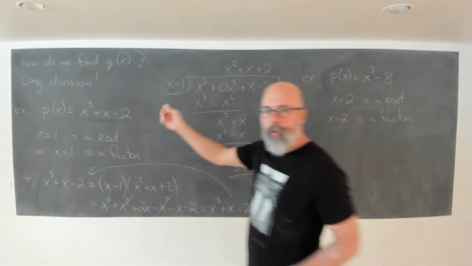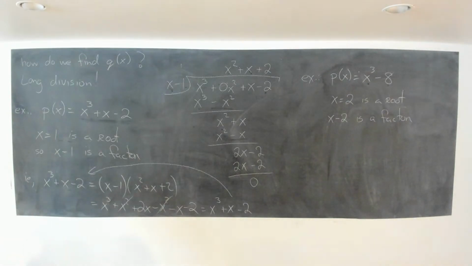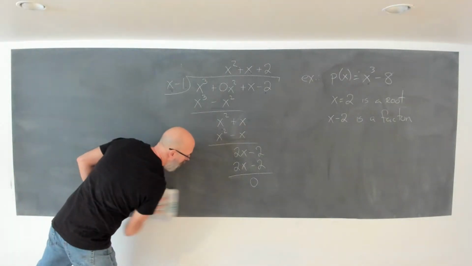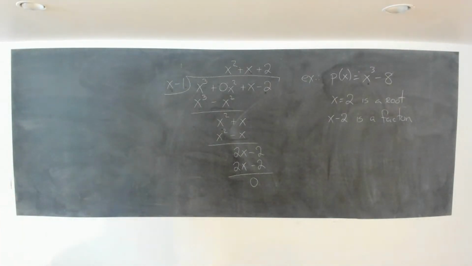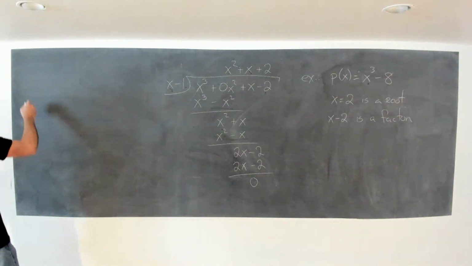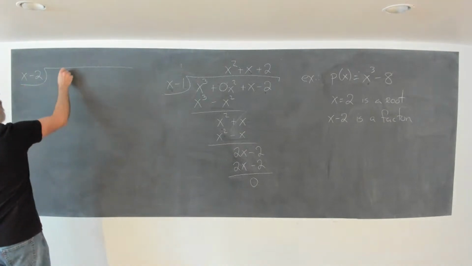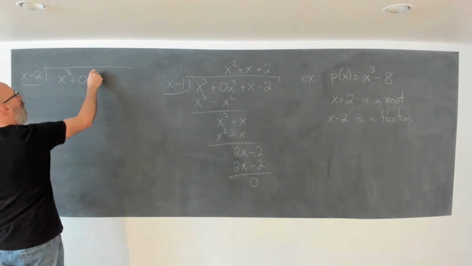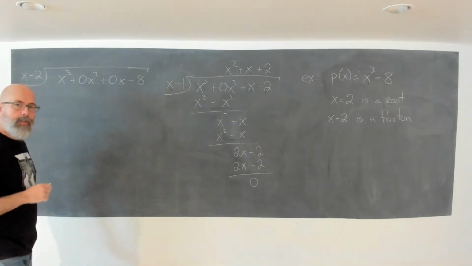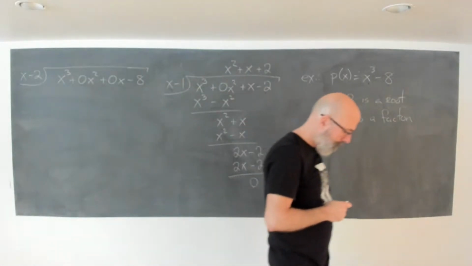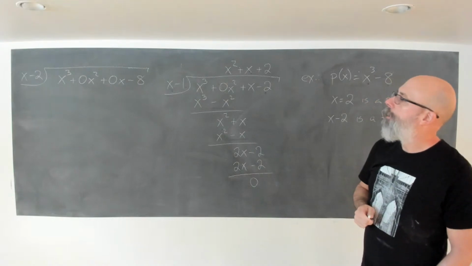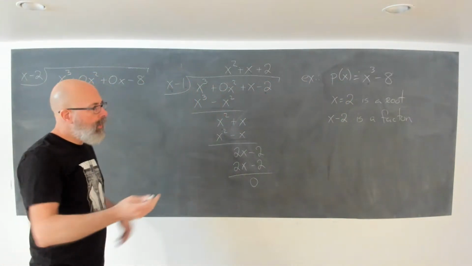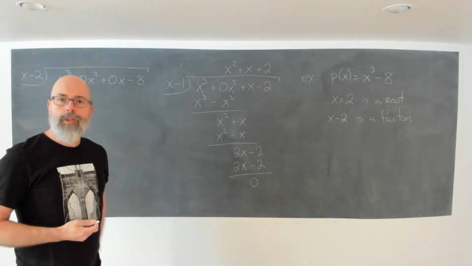So let's do some long division. We'll do it over here. So x minus 2 into x cubed minus 8. And again, there's no x squared and there's no x. So let's put some placeholders here: 0x squared, 0x, minus 8. And we ask the question, well, if you propose a root and you plug it in and you get 0, that's all the proof you need, right?